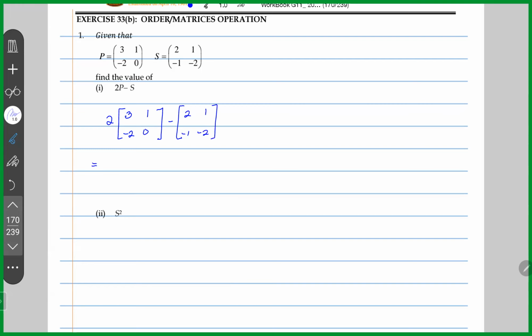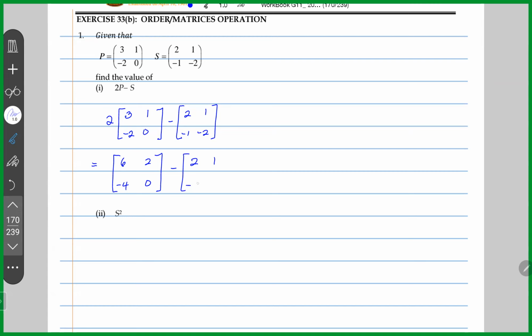So we have minus and we have multiply. The most basic BOMDAS tells us that we have to multiply before we subtract. So let's multiply and find 2P. 2 3s is 6, 2 1s are 2, 2 times minus 2 is minus 4, 2 times 0 is 0. So this is 2P minus S.